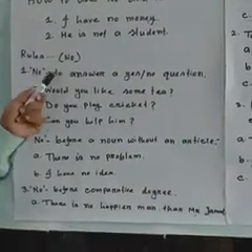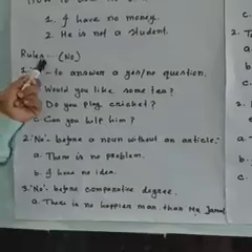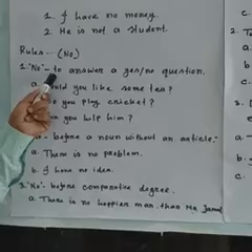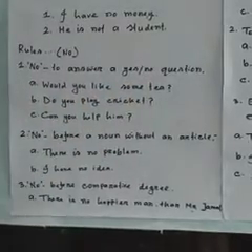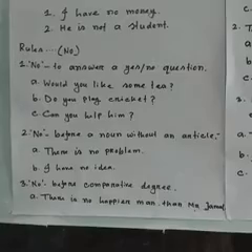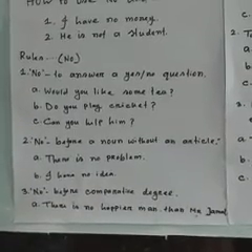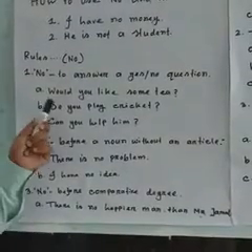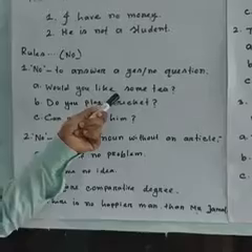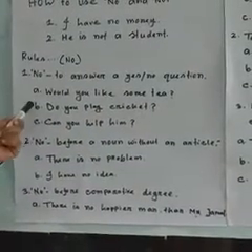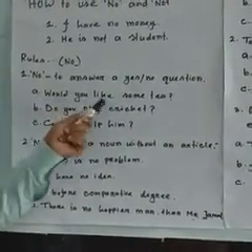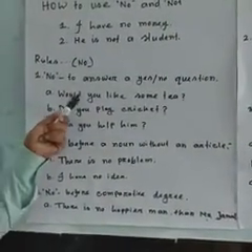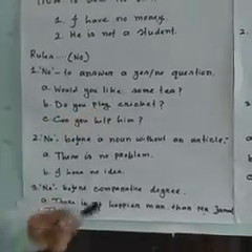Okay, let's try to understand rules when to use no. Number 1, no is used to answer a yes-no question. When you answer a yes or no question, and if your answer is negative, you will have to use no to answer these type of questions. And look at the examples. Letter A, would you like some tea? You can say no, thanks. So no is used to answer this question.